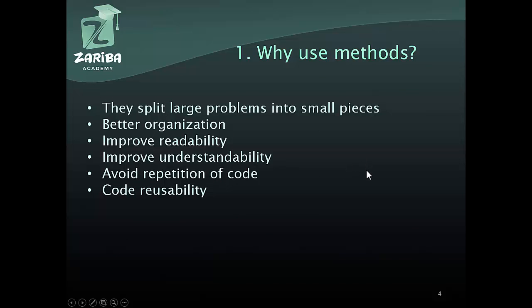Okay, why do we use methods? They split large problems into small pieces. With that thing that we did with falling rocks, if you remember, we had quite a bit of code, about 120 lines, and all of it was in a single while loop. We broke it into pieces, and then this while loop became like 10 lines or something like that, which made it a lot easier to read.